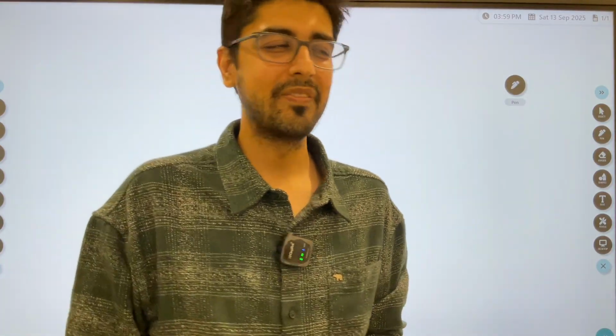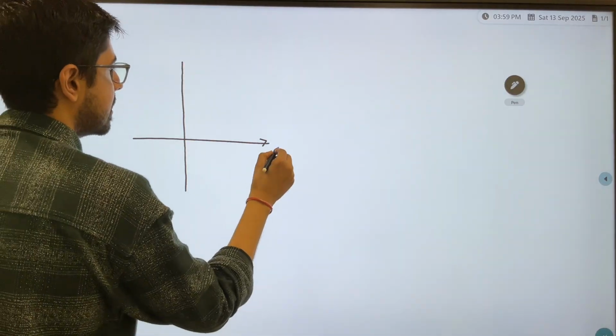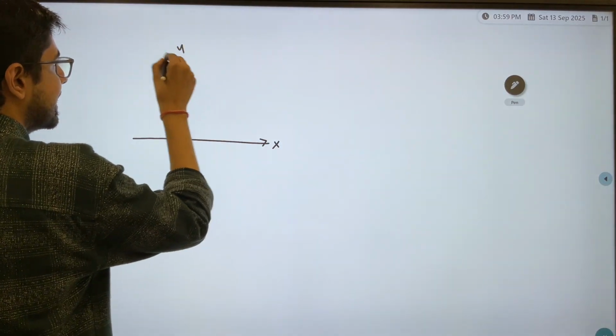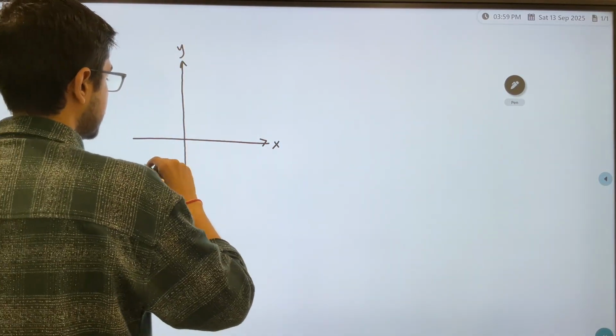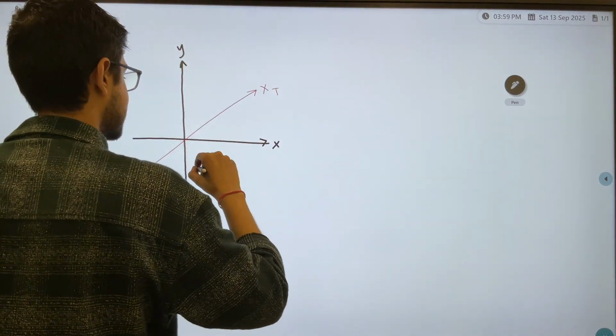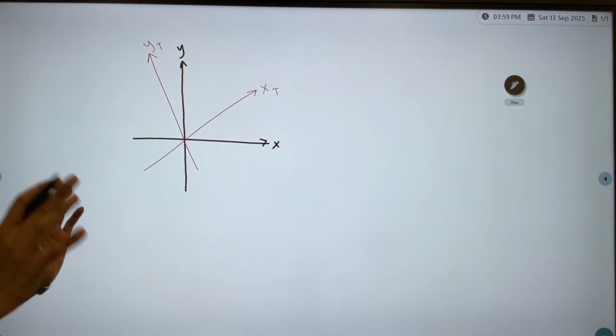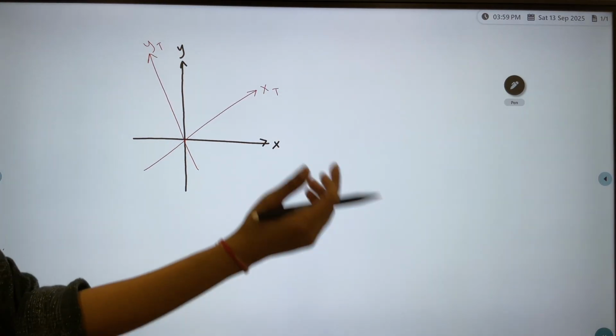In today's episode, let's understand why the transformation of axes actually works. So, we have our original x-axis and y-axis, and we were considering a transformed x-axis and a transformed y-axis. They need not be perpendicular to each other.